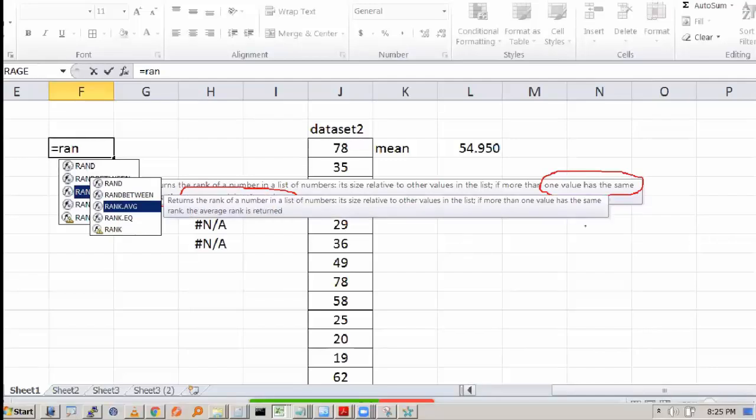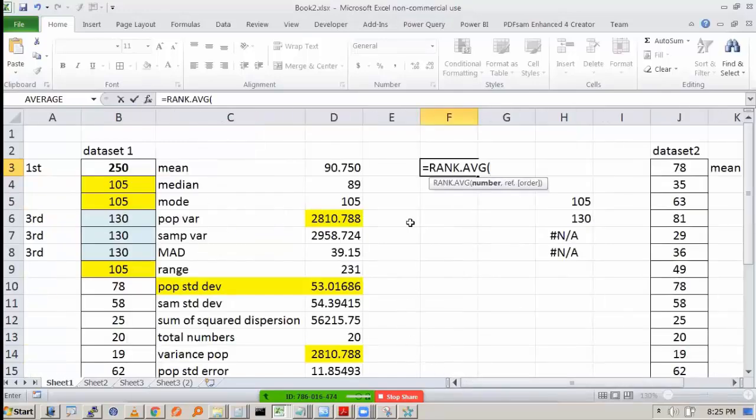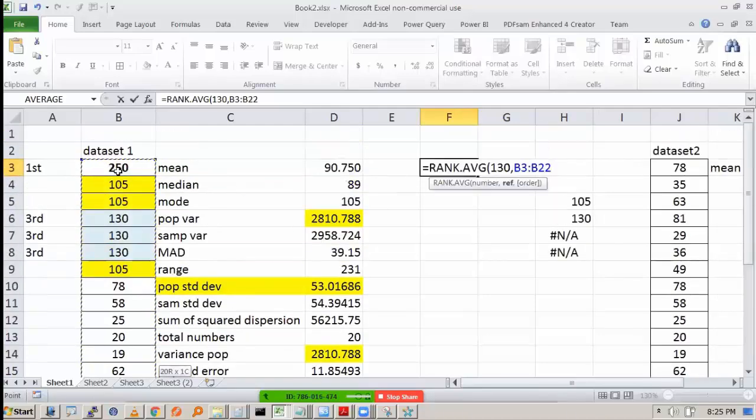So let's try this rank average. What is the number we want to rank? We want to rank 130. What is the rank of 130? And this is our reference. Now, 130, when you are ranking.